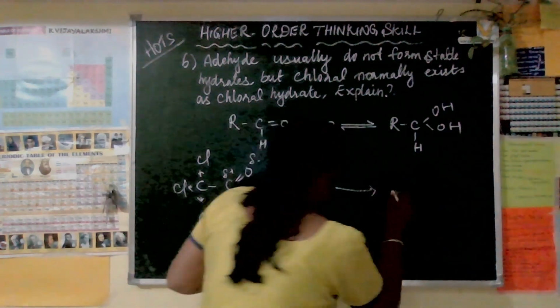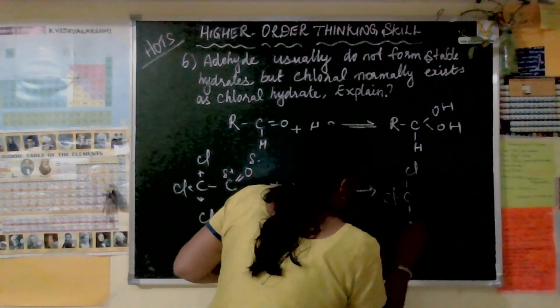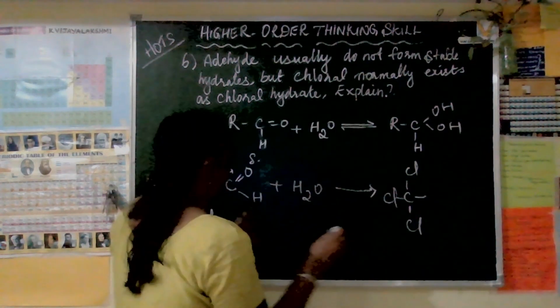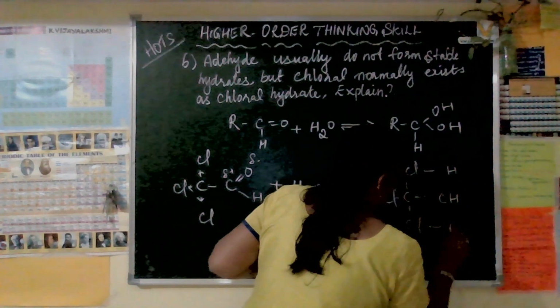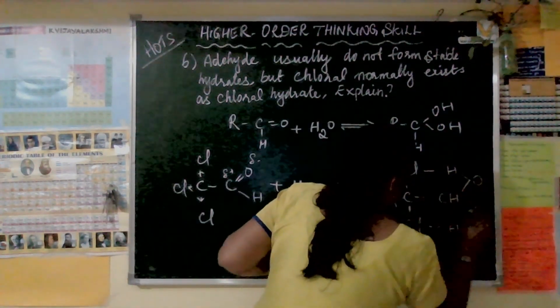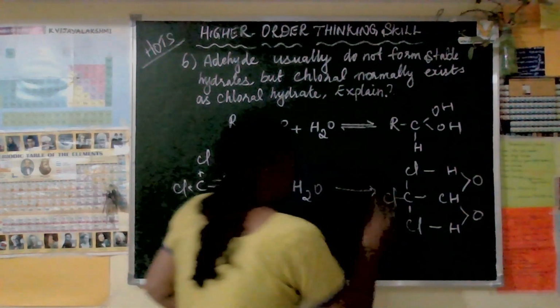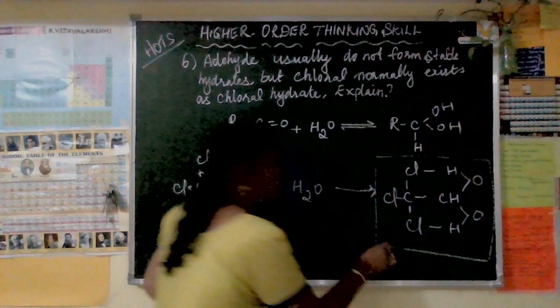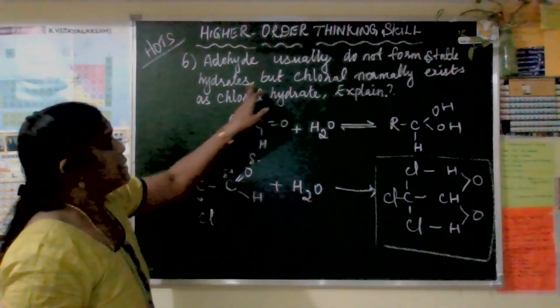Okay, what is that cyclic formation? Now let us go for it. This is Cl, this is Cl, and this is Cl. Here CH, and here one hydrogen, here one hydrogen. These both combine with this oxygen, and these both combine with this oxygen. So this is chloral hydrate, which is more stable than this. So that is what they mentioned.